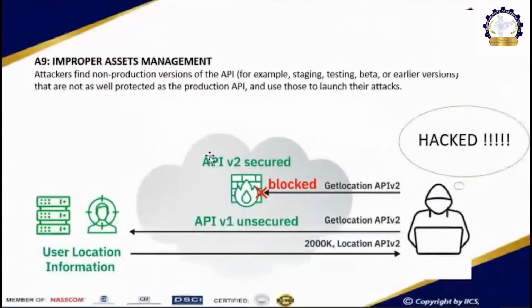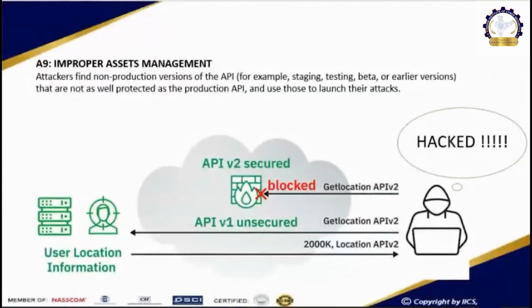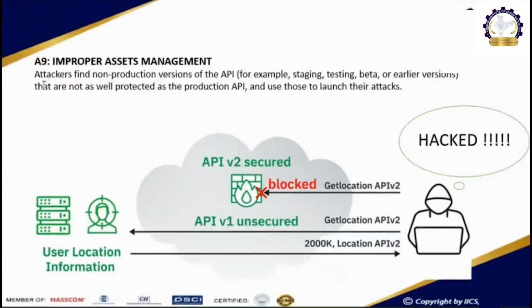Then we proceed to the next thing, that is improper asset management. This is also an interesting but very easy one. Here the attacker finds a non-production version of an API. APIs are being built and developed every day. If a company is using one API, next month it gets updated and the next version is used. But what happens if the previous versions of the API are not terminated and are still in use? We will see what happens.